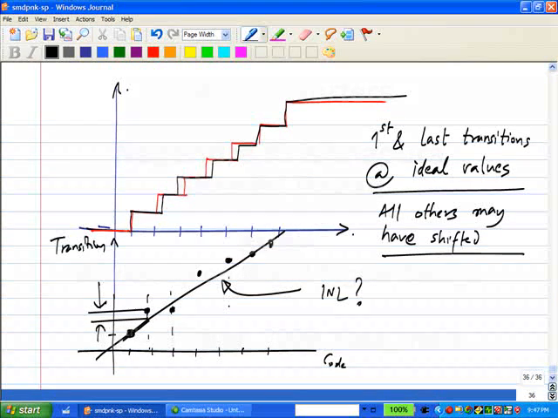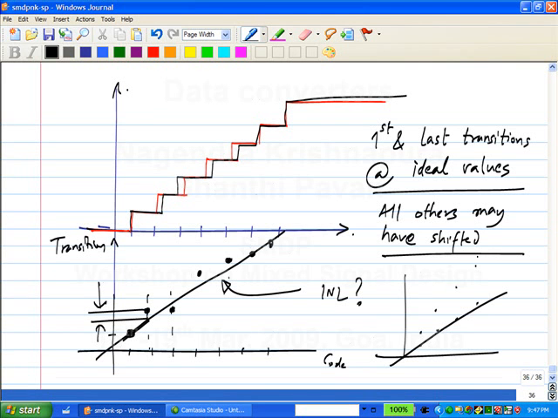Otherwise, if you have a different straight line, so let's say the ideal points are here in one straight line and the actual points are on another straight line, it will look like there is INL. But there really is no nonlinearity. That is also a straight line. That's why you first get rid of the gain and offset error and you make it a straight line with the same slope and with the coincident first transition. After that, you measure the INL.